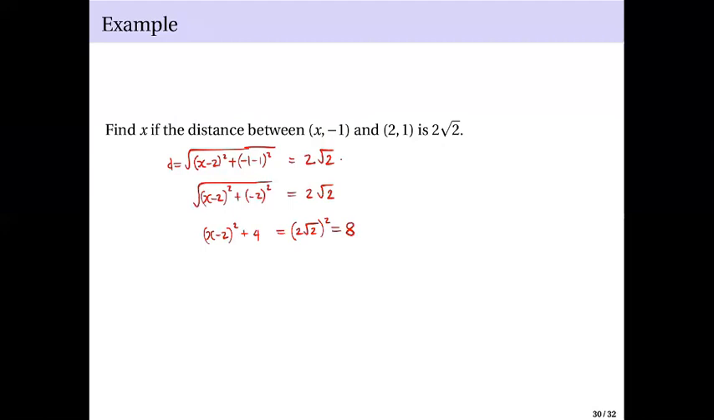Okay? Then we solve for x. So we isolate this part here. We have x minus 2 quantity squared. This is equal to 8 minus 4. So we move this 4 here to the other side. Okay? So we get 8 minus 4, and that's equal to 4.